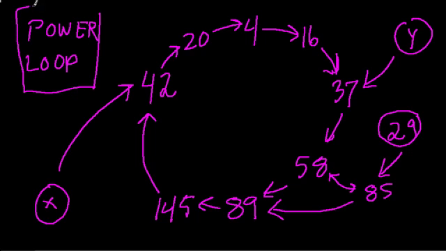So power loops are based on squaring the digits of the number you're given. And I encourage you to try and make bigger loops than this. We're not sure why this is happening, but it is a fantastic observation to make.